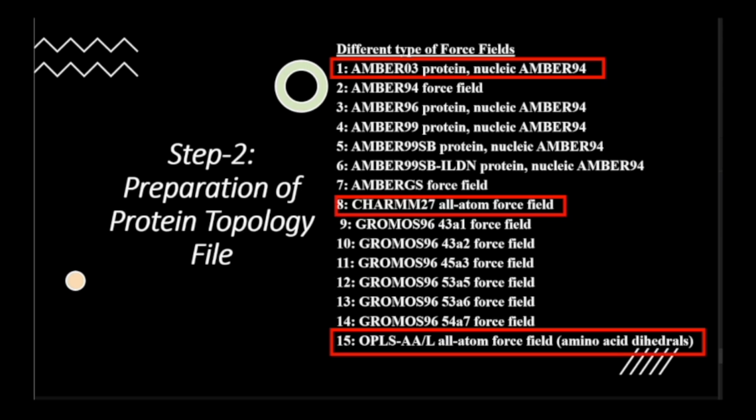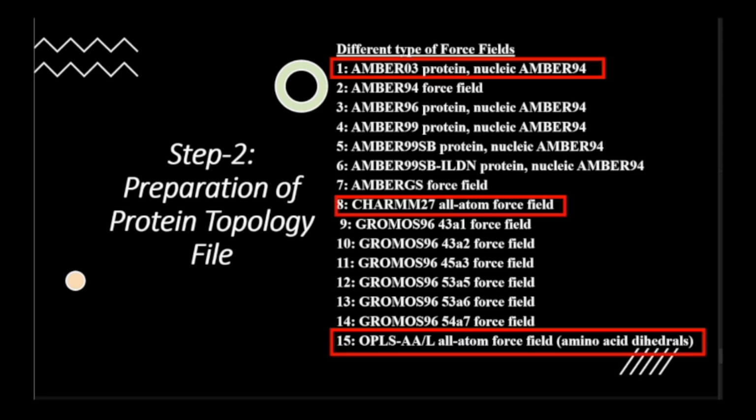But the question comes here: which force field will be appropriate for you? This is something which is very important, so let me talk about it very briefly. The choice of the force field totally depends upon the analysis which you want to do. Let's say that you have a protein structure that is bound with a nucleic acid, and you want to simulate how that structure is going to interact with the nucleic acid. In this case, the third number force field will help you out. That is Amber 96 protein, nucleic Amber 94. That is the force field which will be most appropriate for you.